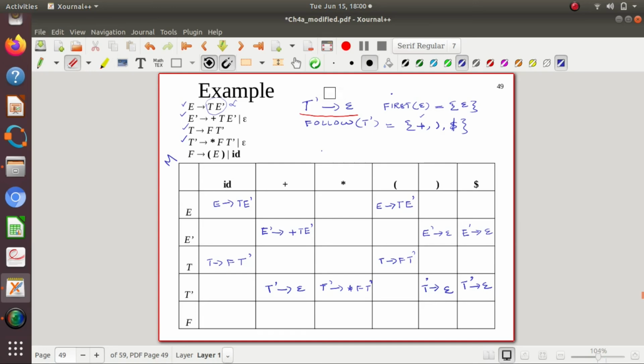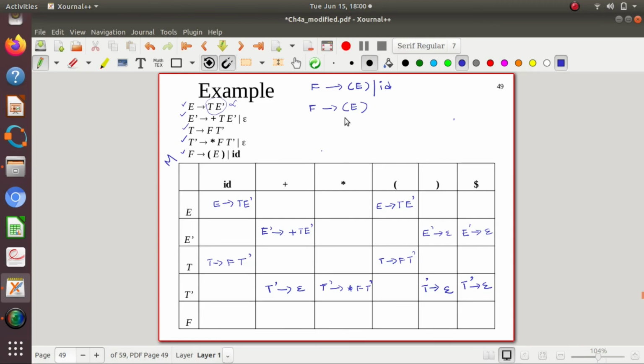Then the last one. Okay, here also there are two productions we have written together. F gives this one, F gives this E, then ID. So this also is two productions. First production is this one. Second, F is equal to ID we have to consider.